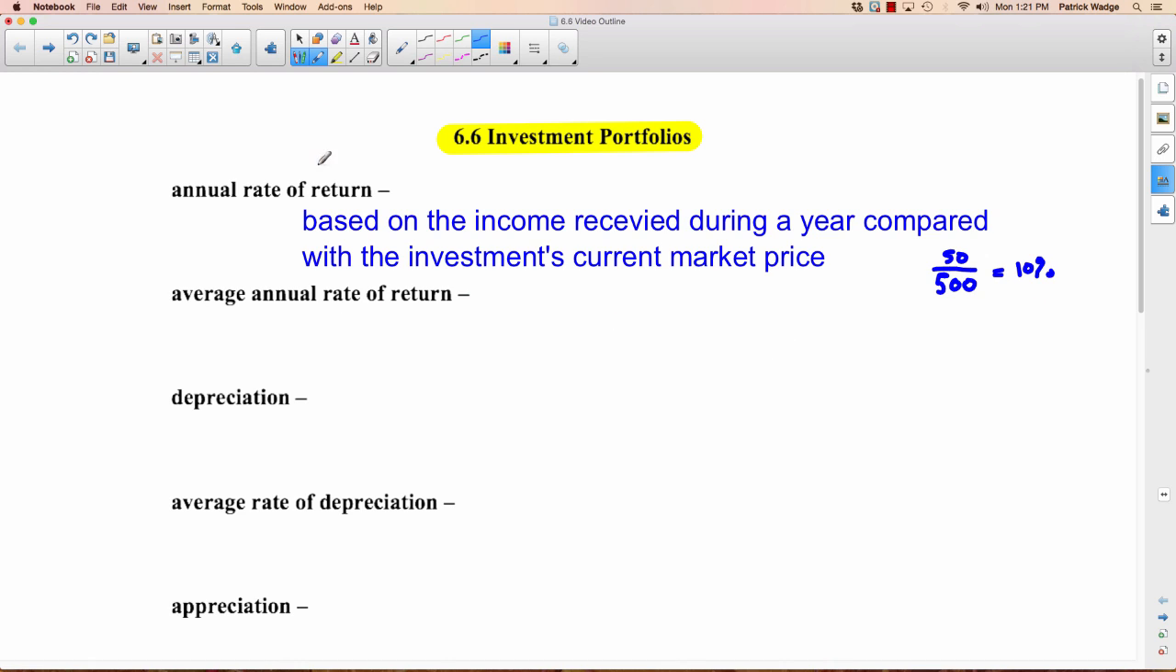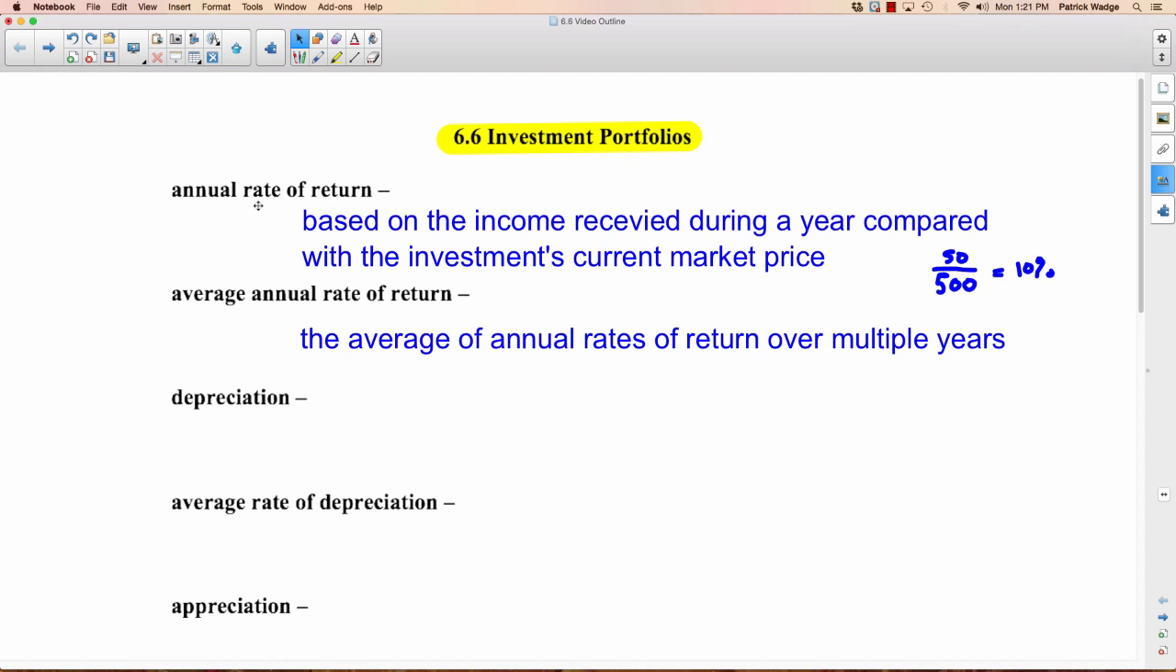Okay, the average annual rate of return is just if you look at what your annual rate of return is over multiple years, you can get your average annual rate of return. So maybe in like a savings account, let's say, 1 year things are going really well and you get 8% rate of return, and then the next year, let's say it doesn't go so well, you get 4% rate of return, and the year after that it goes even worse, you get 3% rate of return.